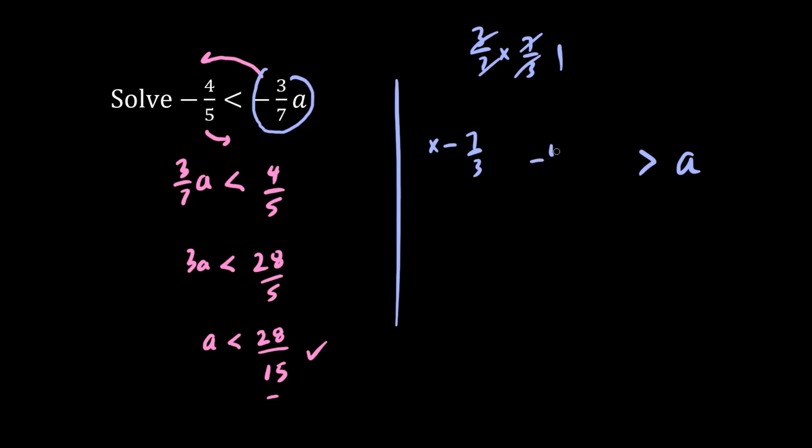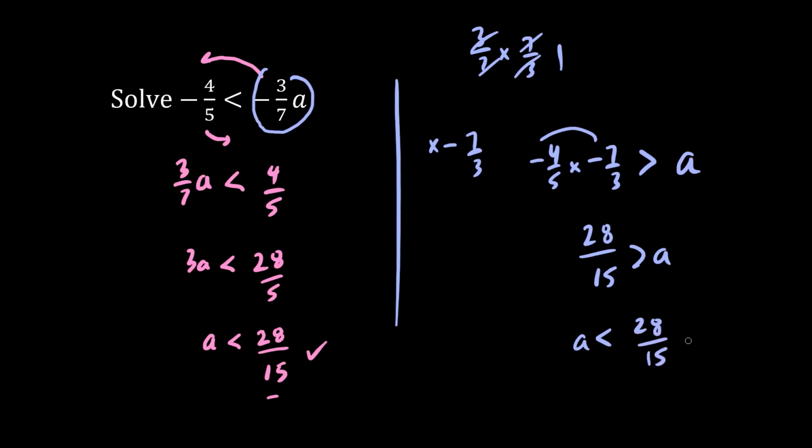we have -4/5 multiplied by -7/3. That was the reciprocal. Negative times negative becomes positive. 7 times 4 is 28, and 5 times 3 is 15. So indeed, a is less than 28 over 15.